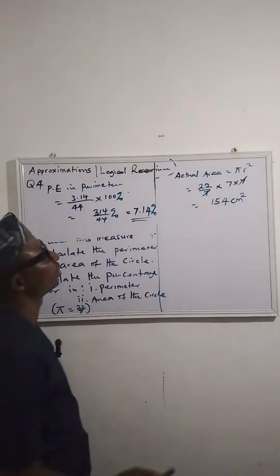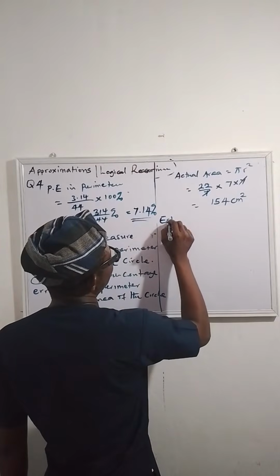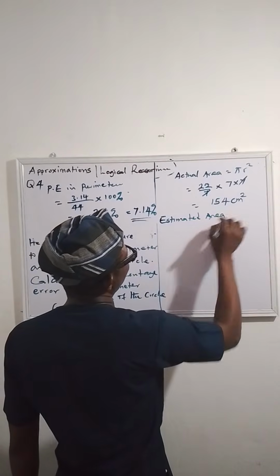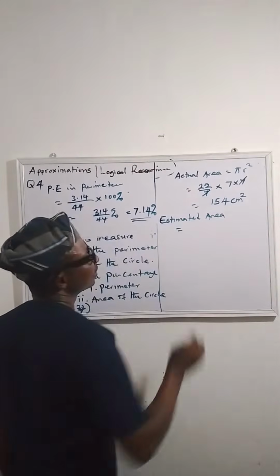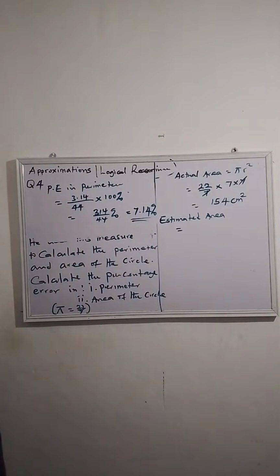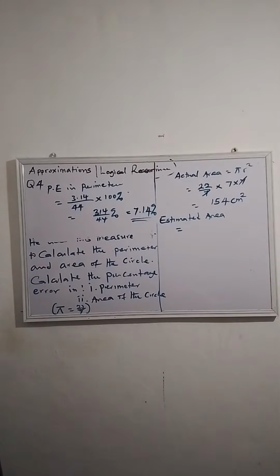Okay, so now let's look at the estimated area. Okay, can you try that? Now do the estimated area and let me see what you have. So I'm not going to do that for you. Do it and drop your answer in the comment section. So we now do it together. So what do you have as the estimated area?